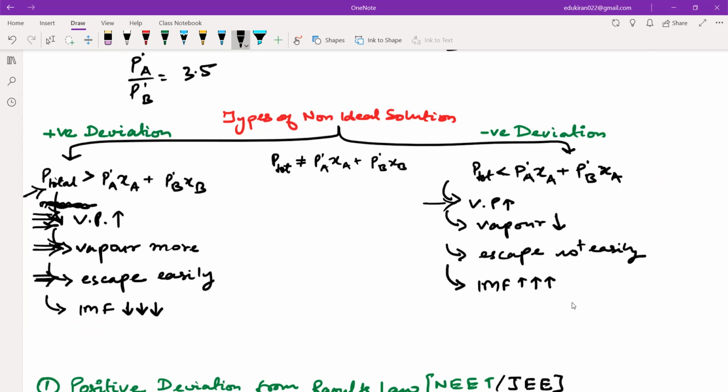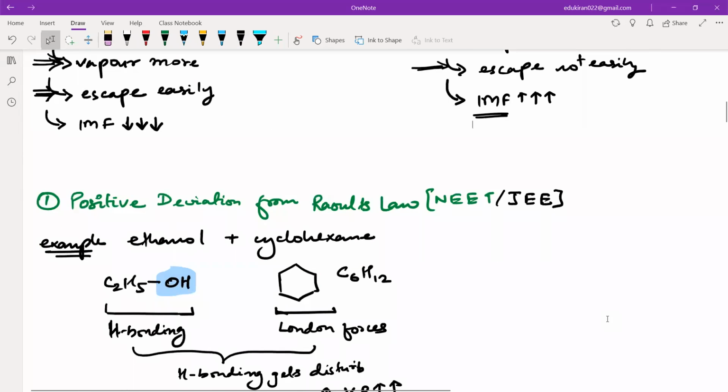Vapor pressure is more, right? Yes. Vapor pressure will be less. Sorry, this arrow should be down. Vapor pressure is less. That means we have less number of vapors and they are not escaping easily. And if they are not escaping easily, that means we have higher intermolecular forces of attraction. Got it?